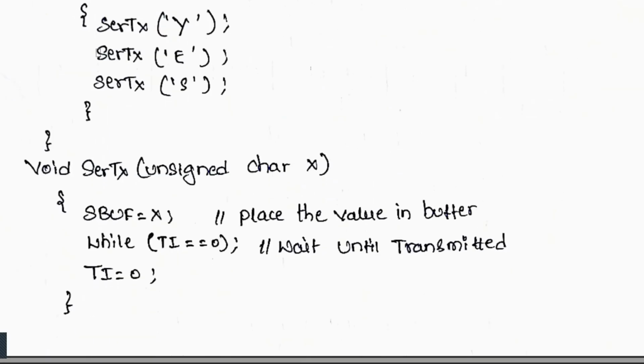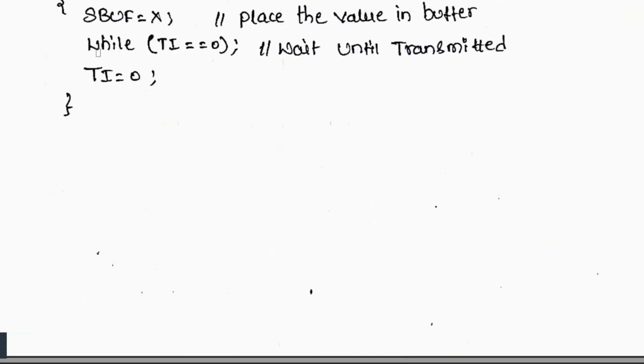Next is void SerTx(unsigned char x). You have to define that now. SBUF is x, that is place the value in the buffer, while TI is equal to 0, wait until it is transmitted. Then TI is equal to 0. This is the program.